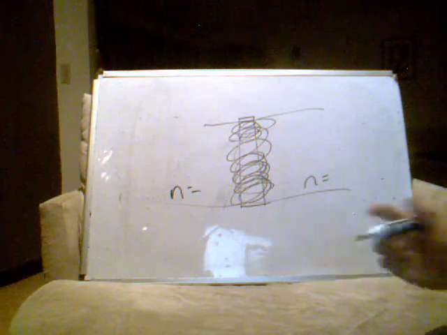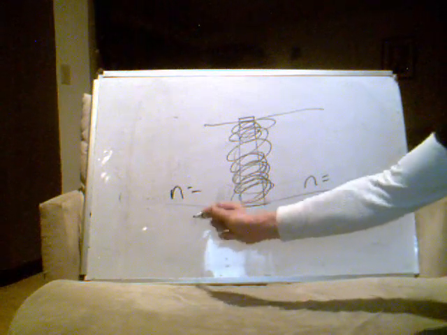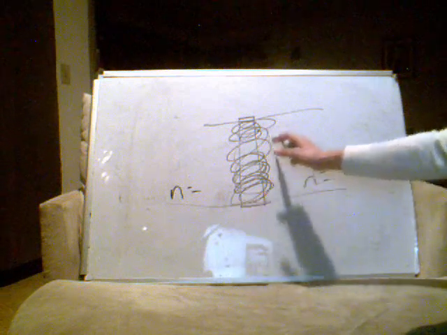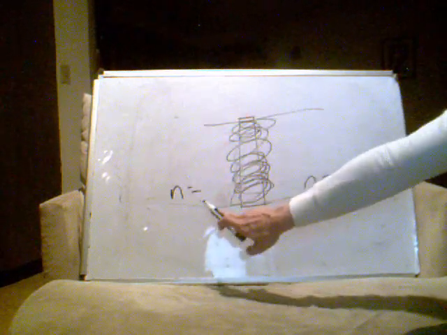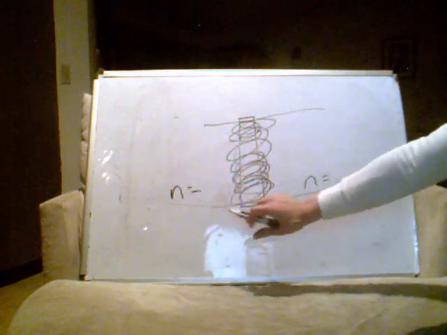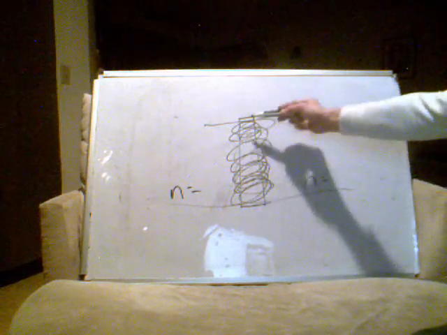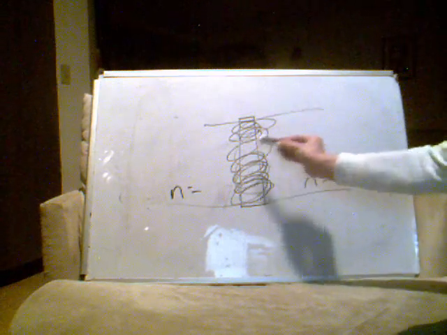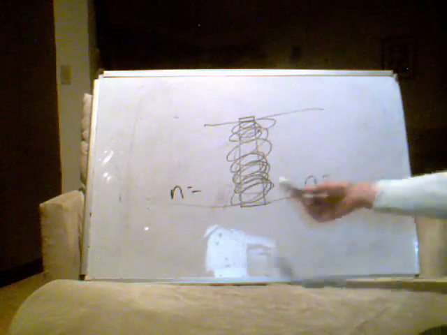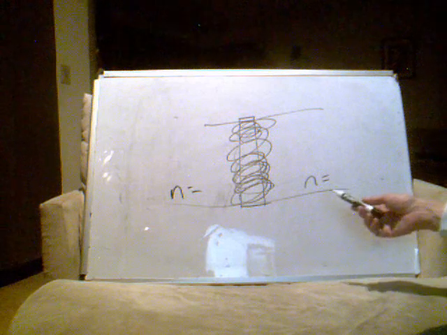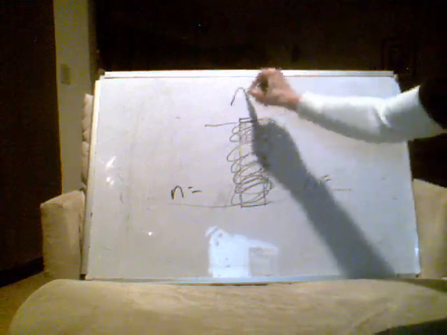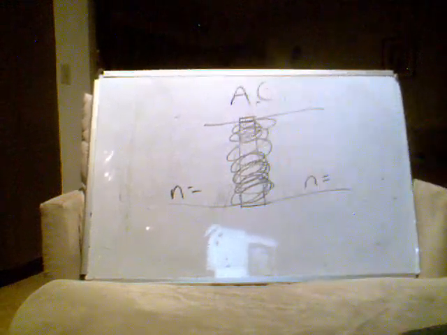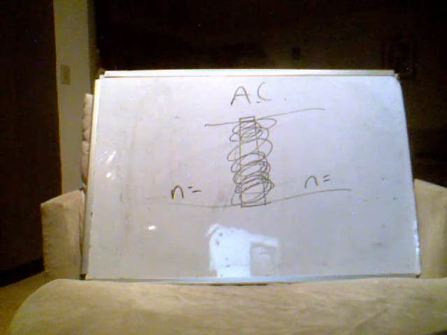Also, if you try to apply a DC current to this first wire, it's not going to change the magnetic flux inside the core, and that is not going to change the magnetic flux inside this wire and make it generate a current. So this only works with AC, right, with our alternating current signal.